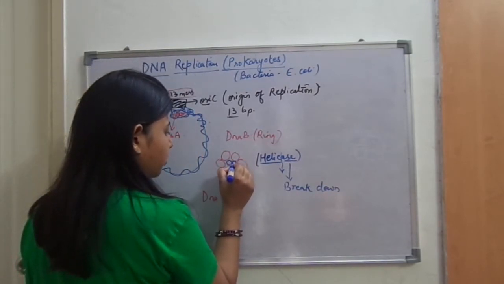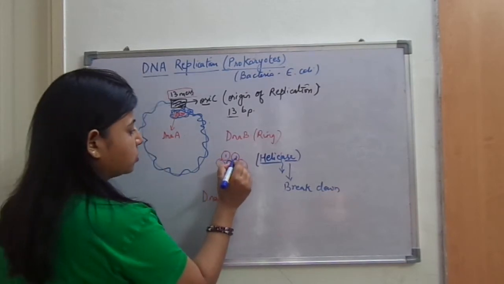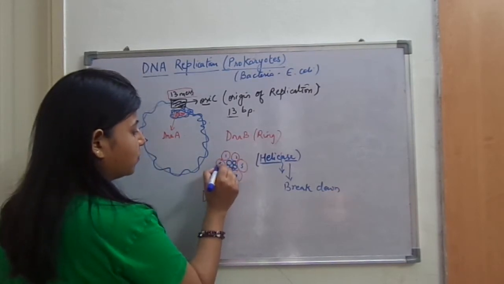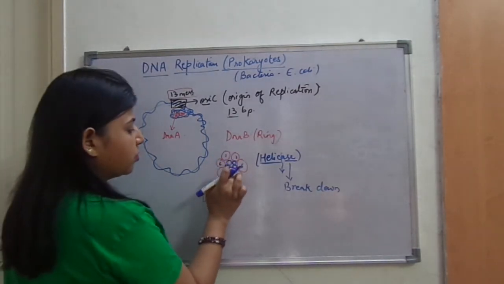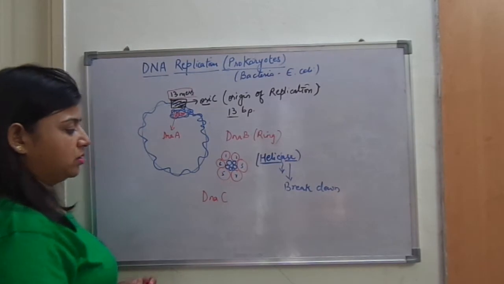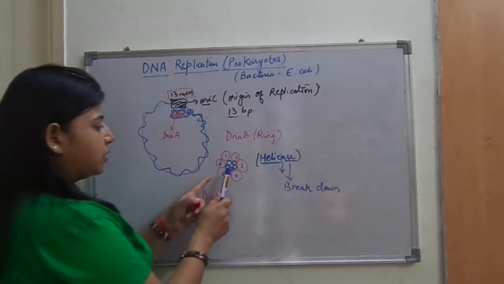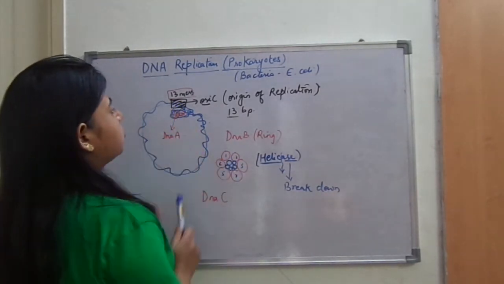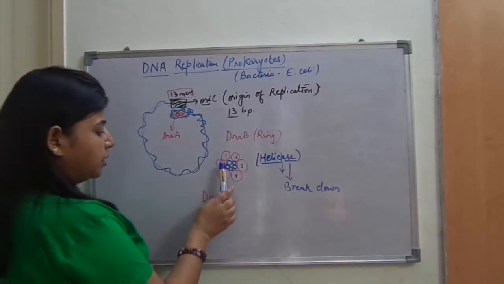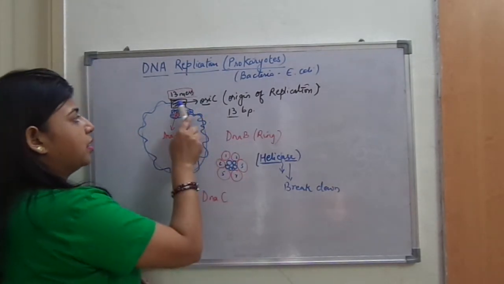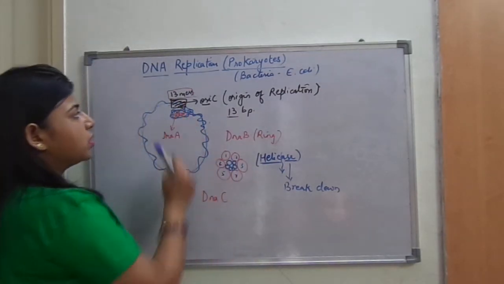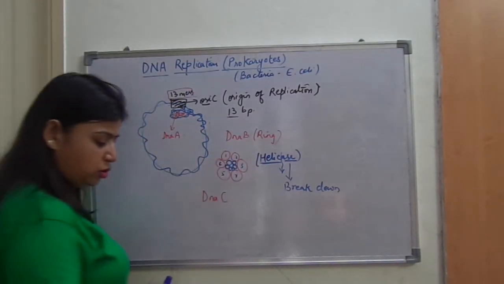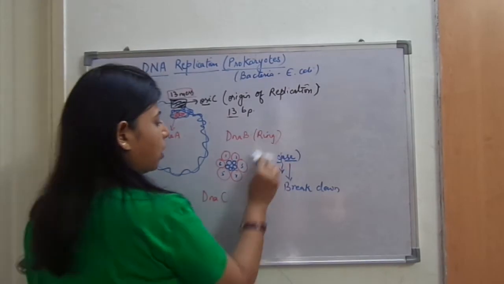I will draw it over here. This is DNA C. Now you can see 1, 2, 3, 4, 5, 6 subunits are present in DNA B. Similarly, if you count them, 6 subunits are present in DNA C. Now when DNA C comes to this position of 13 mers, it is released, and DNA B in circular fashion, just like a ring, comes and binds to this 13 mers position. Right? Now how does it bind?